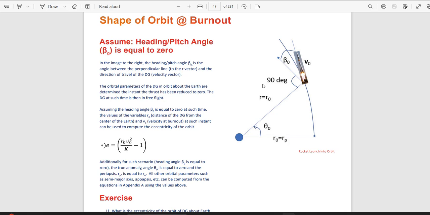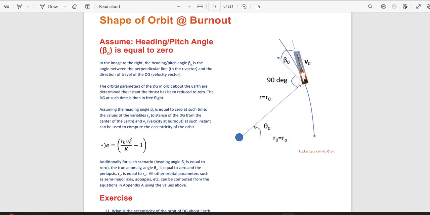Shape of the orbit at burnout. Okay, so in the image here, the pitch angle is the angle between the r vector, which points from the center of the Earth to the Delta Glider, and the direction vector, this right here, the velocity vector of the spacecraft. To the extent that this is 0, and in many NASA flights that angle is 0, then the position of r sub 0, that's the position of burnout, again from the center of the Earth to the spacecraft.